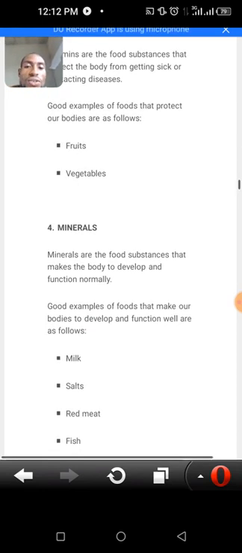Then minerals. They are food substances that make the body to develop and function normally. So minerals, they are food substances that make the body to do what?